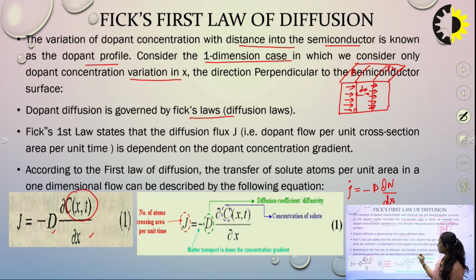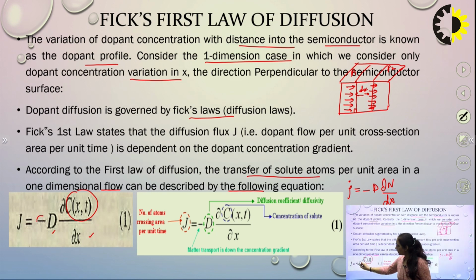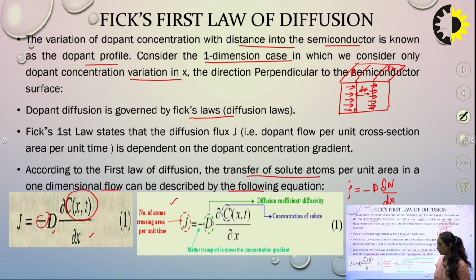According to the first law, the transfer of solute atoms per unit area is given by the one-dimensional flow and can be described by the following equation. The minus sign indicates that the diffusion is from higher concentration to lower concentration. So that is why we have this minus sign. J is the number of atoms crossing the area per unit time. D is the diffusion coefficient or diffusivity. C is the concentration of solute.